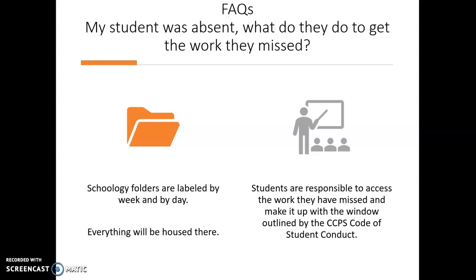If a student is absent, how do they get the work that they missed? I intend to include everything in Schoology. It may not be turned in there, but all the access to readings and handouts and even some outline notes from what we did in class, either that week or that day, will be in Schoology. The folders are labeled by week and by day. It is the student's responsibility to make sure that they access the work that they've missed and make it up. I really try to help with that, but I'm managing a lot of students, whereas the student is only managing him or herself. So I encourage you to help them to stay on top of their makeup work as well.